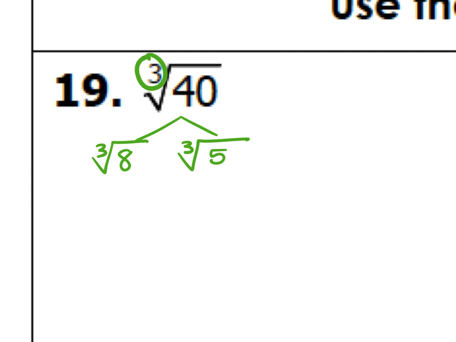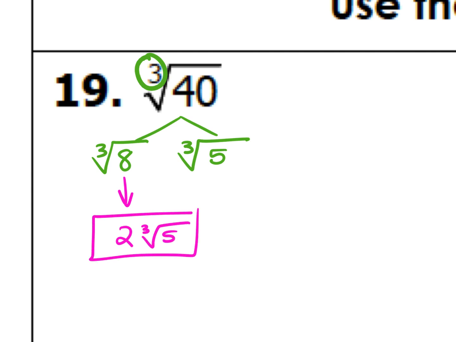It's the exact same as what we were doing with square roots, but you're using different numbers, okay? What is the cube root of 8? You may plug it into your calculator, or maybe you just know it off the top of your head now. The cube root of 8 is 2. The cube root of 5, we can't do anything to. So you just get 2 cube root 5, okay?